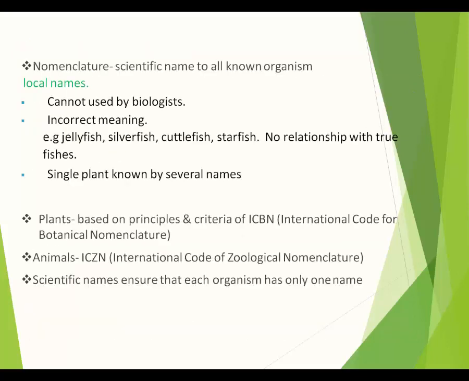Now, nomenclature. We have discussed taxonomy. The last point was nomenclature, that is the practice of naming. Practice of naming is a very common culture in human society. We all have a name. So why in the scientific field do we have a special tool, the nomenclature tool? Every organism has a local name, but we don't use it. Biologists cannot use local names because local names are misleading.